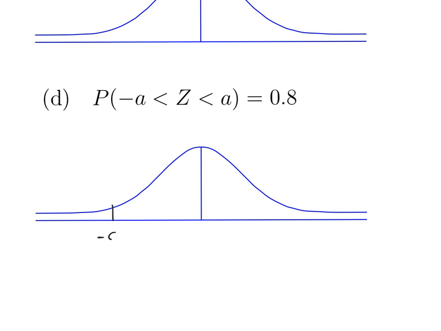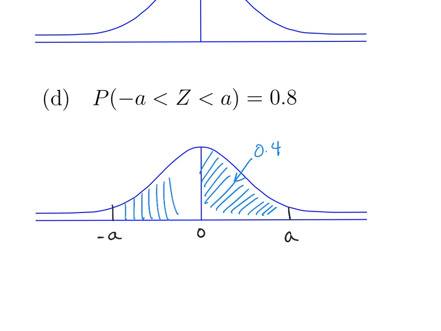The area between minus A to A is 0.8, right? So therefore, by symmetry, this blue area has to be how much? 0.4. And this also has to be 0.4. Now, what is the number you have to look for? If you look for point A, it's completely wrong, because remember, the table only works with the yellow area, or the area to the left.